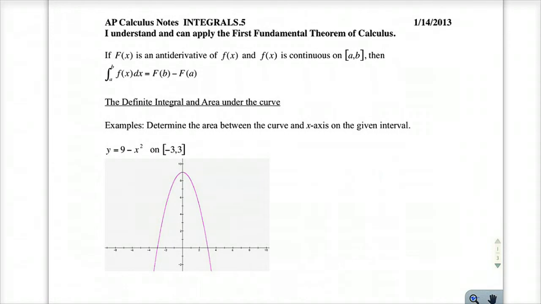Hello class. This particular standard is on INTEGRALS.5, and what it means is that you can understand and apply the first fundamental theorem of calculus. So let me say, it's a big fancy term. What am I talking about?